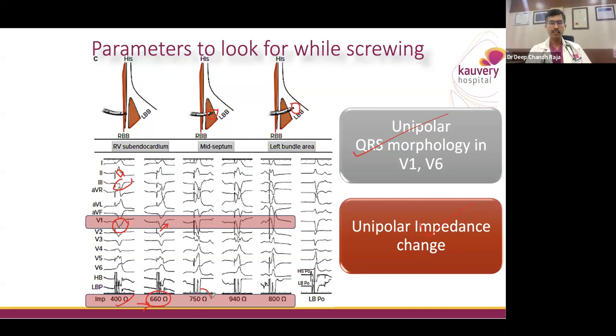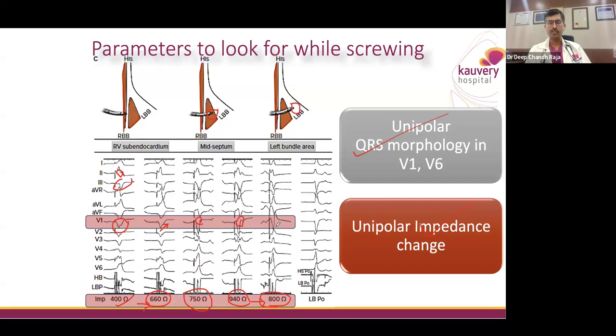A little more penetration. The impedance increases further, 750 ohms. The notch disappears, but the J point starts elevating. A little more deep inside, a more prominent J point, a large Q, and a little more. At this point of time, the rotations are to be slow. One or two rotations further, you start seeing a dip in the impedance. That's when you stop rotating.